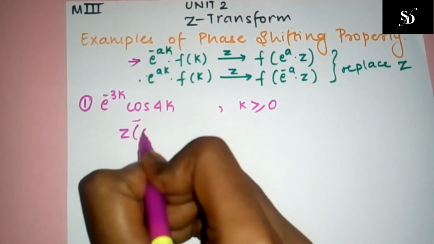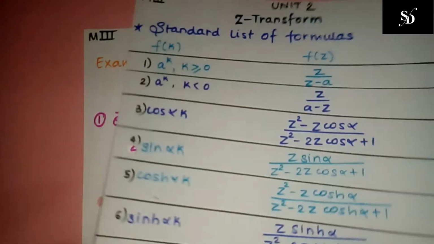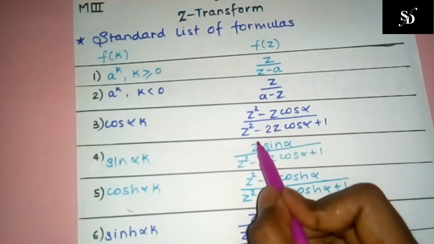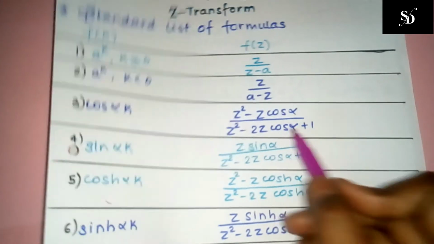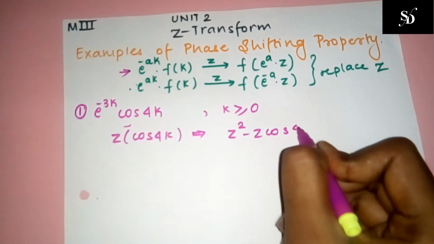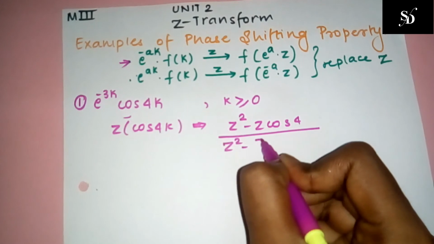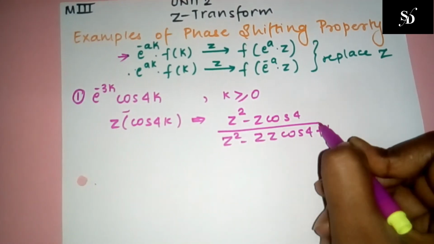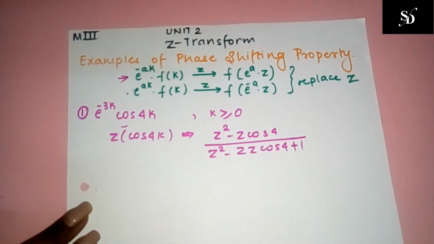The z transform of cos 4k, over here we have the formula sheet, cos alpha k. So this is the formula. In the place of alpha we have to write 4. So let's write z square minus z cos 4 upon z square minus 2z cos 4 plus 1. This is the z transform of cos 4k.